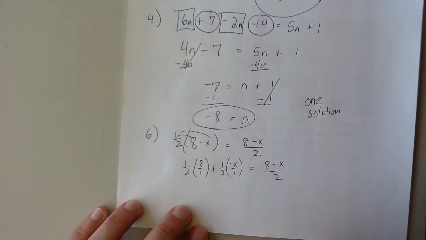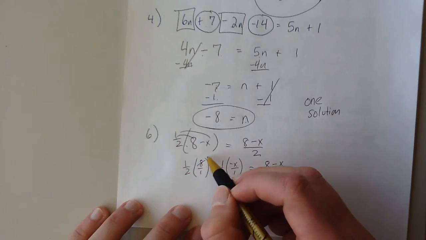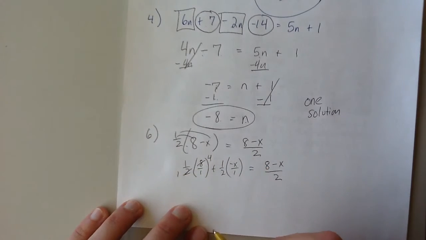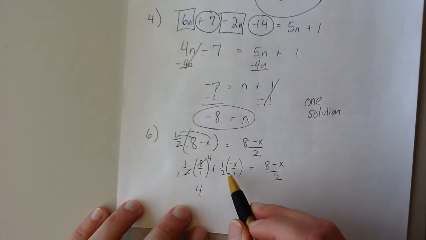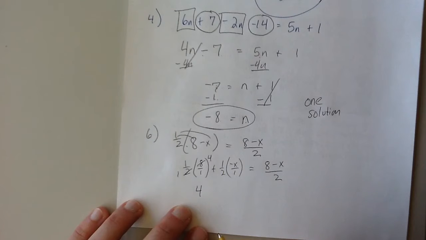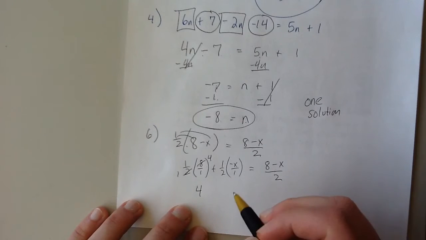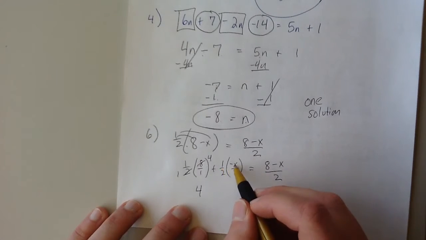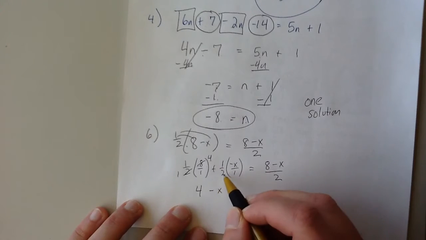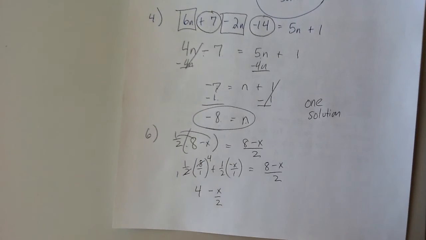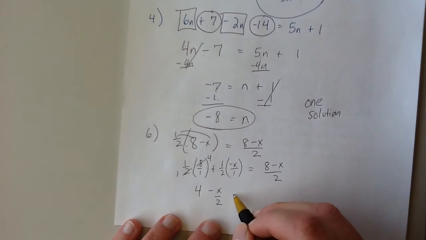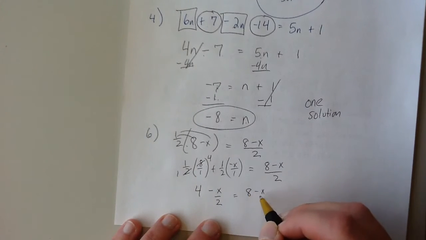So now I go through and I multiply on the right side. I have 1/2 times 8, which is just, I can cross simplify to 4 over 1. So this is 4. Then I have 1/2 times negative x. Okay, so I could put 1 times negative x is negative x. On the bottom, 2 times 1 is 2. So I have 4 minus x over 2 equals 8 minus x over 2.